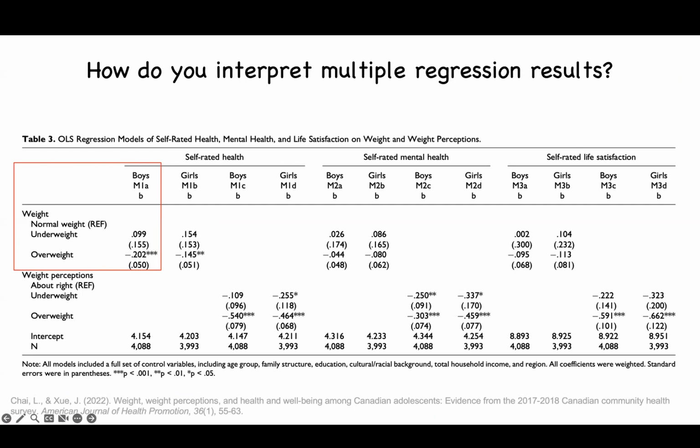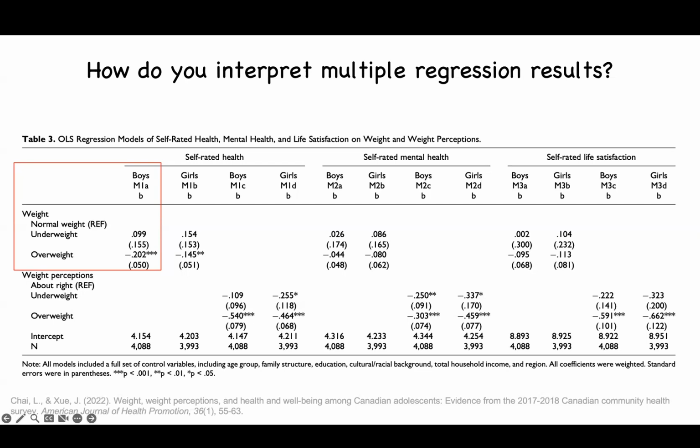So let's interpret some results here. In model 1A, the reference group is normal weight. For underweight boys, we do not see stars for B of 0.099. It does not indicate a statistically significant relationship. The interpretation is that the levels of self-rated health do not differ between underweight and normal weight boys because the p-value is larger than 0.05. Remember, we compare the reference group with the group you are interpreting.